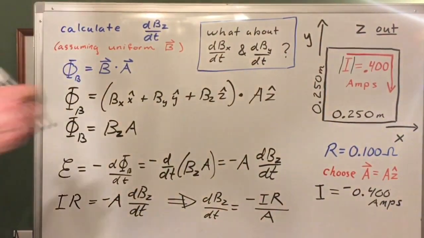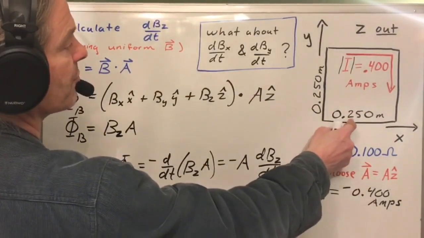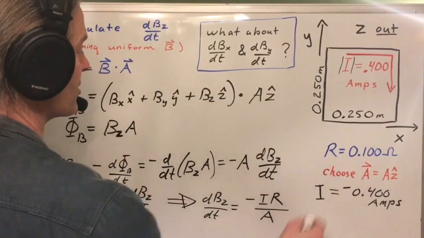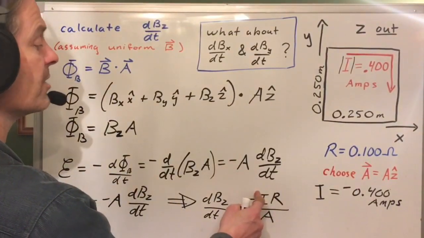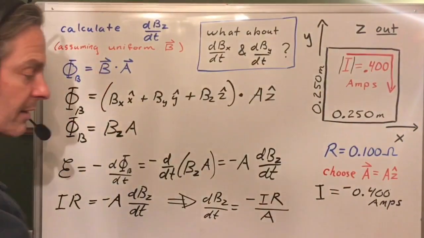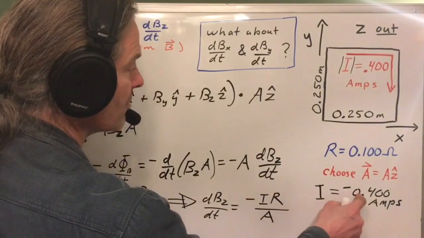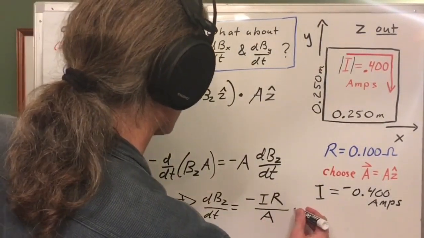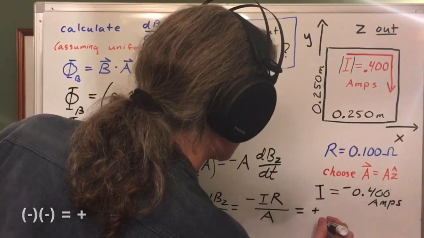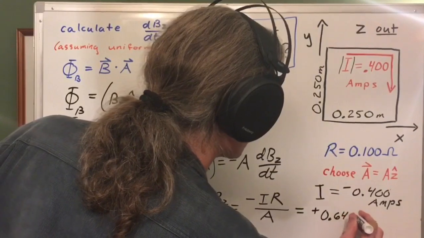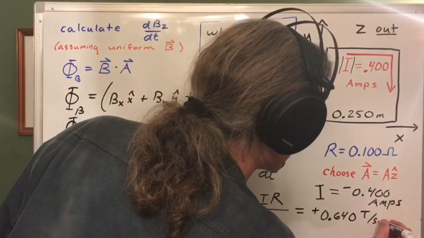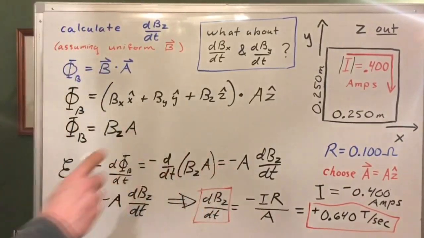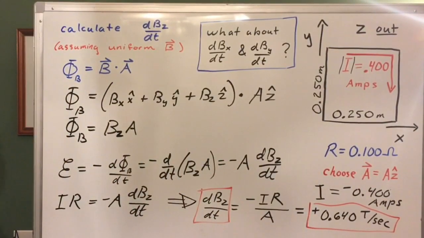All right, so I got to be careful. This area I can plug in 0.250 meters times 0.250 meters. That'll go here. For the resistance, I can plug that in. That's 0.100 ohms. And then the current now, this current is hiding a minus sign, as I said earlier in the problem. So for the current, I need to put in minus 0.400 amps. All right, so if I plug all those things in, I'm going to squeeze that number in right here. Plus 0.640 Tesla per second. And that's the rate of change of the z component of the magnetic field with respect to time.